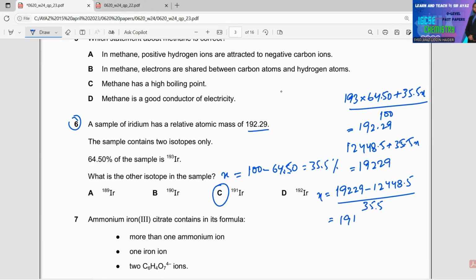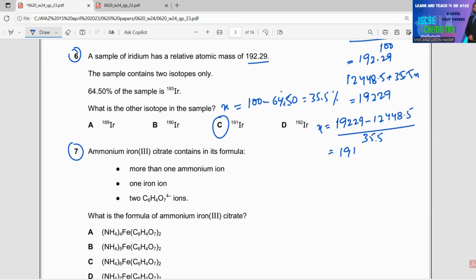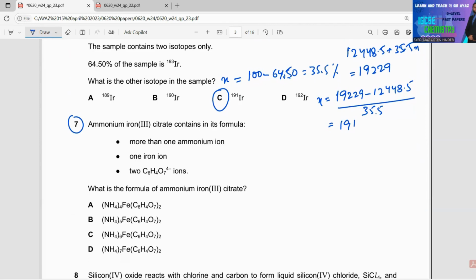Moving to the next MCQ, which is 7. Ammonium iron(III) citrate contains in its formula more than one ammonium ion. The ammonium ion is NH4+. It carries a +1 charge. One iron ion, in which iron is carrying a +3 charge, so we will write Fe3+. And 2 C6H4O7 4− ions. What is the formula of ammonium iron(III) citrate? We have the ammonium ion NH4+, carrying +1 charge. If we ignore the charge, it becomes 1. We have one Fe ion carrying +3 charge.